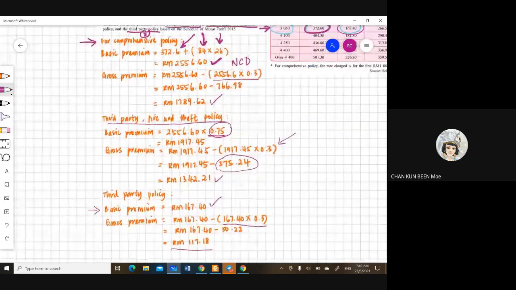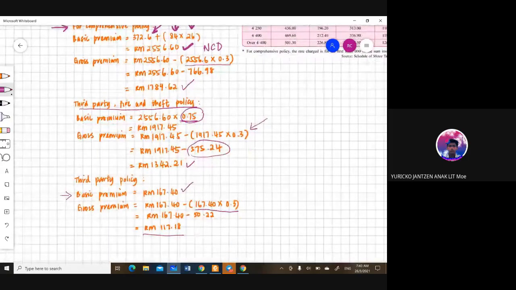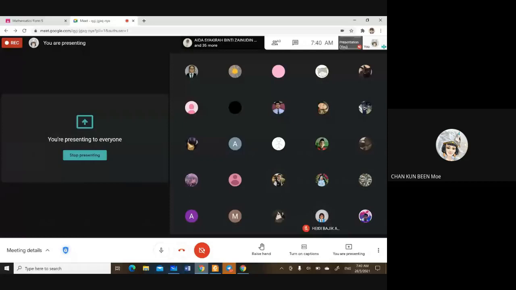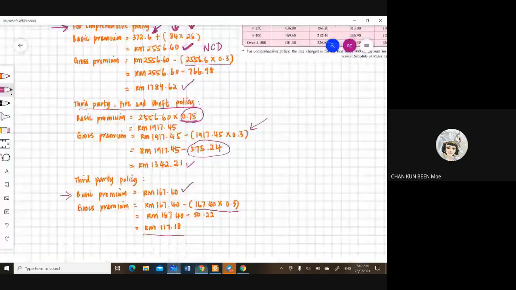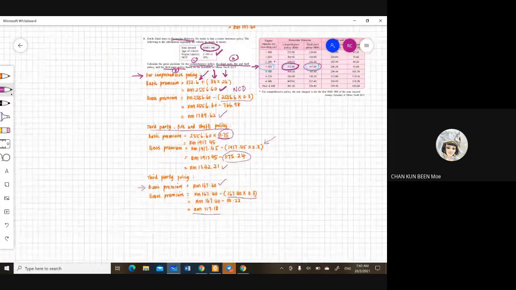Okay. Any question regarding this? No. No. Okay, good. So no questions. Yeah, okay, thank you. So that's all for the discussion on this 3.1b. Then we will move on.